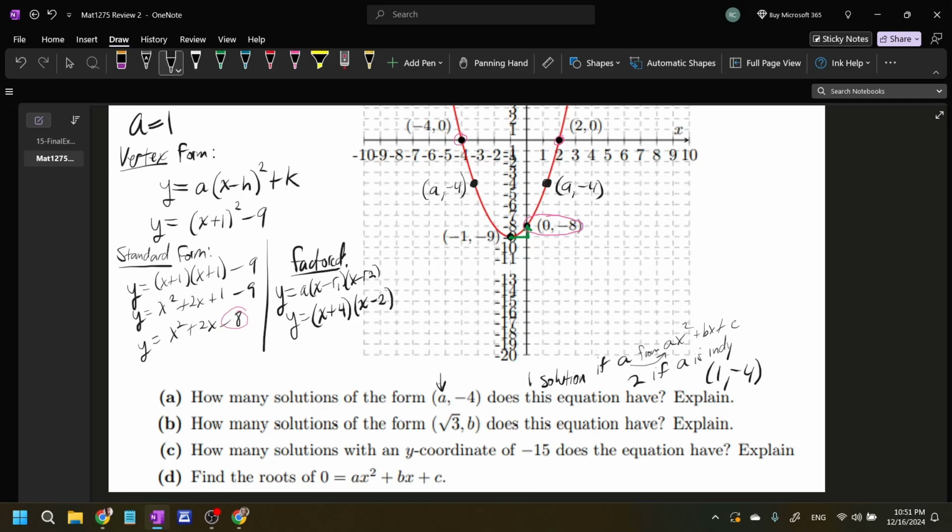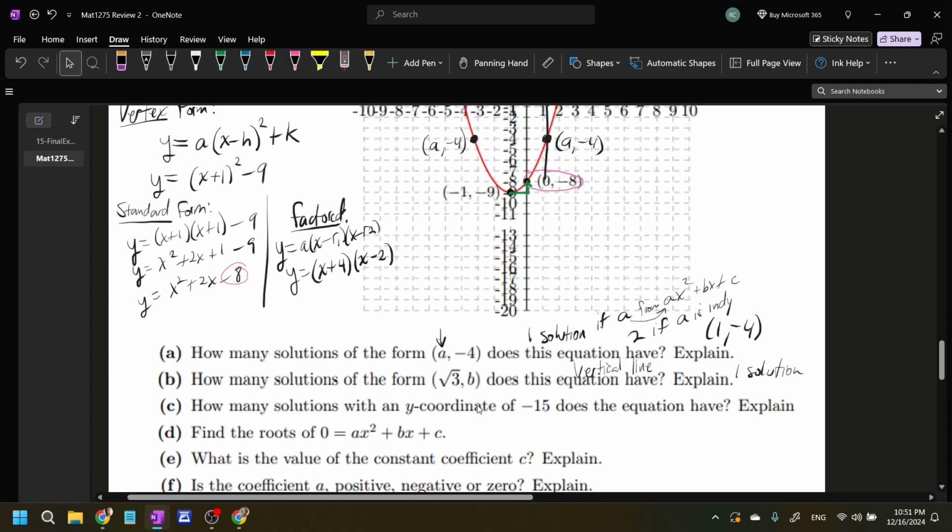How many solutions of the form root 3, b does this equation have? Okay. When x is root 3, which is here, there's only one possible y value via the vertical line test. So vertical line test says we can draw a vertical line through this quadratic function. It only passes through once. So this only has one solution, and that is whatever the y value is at square root 3.